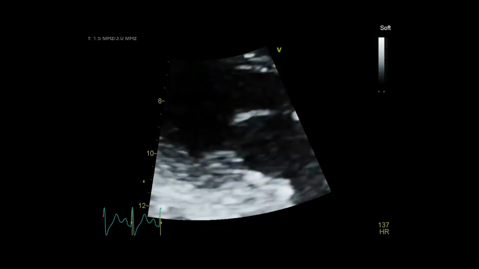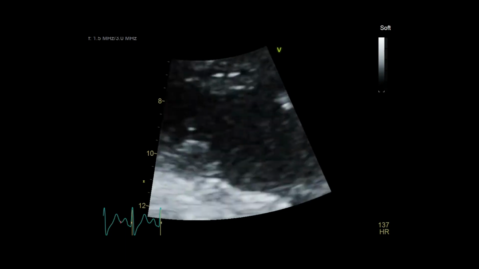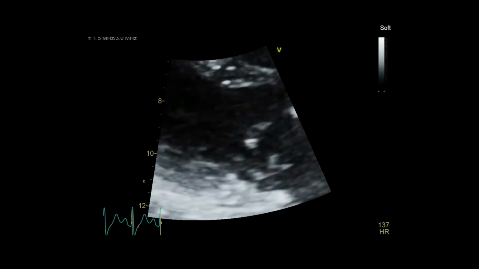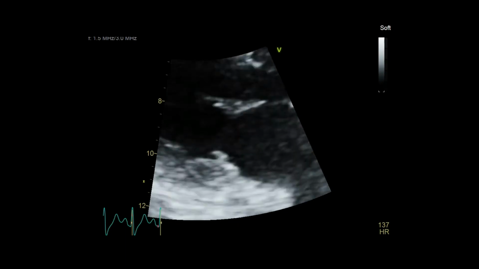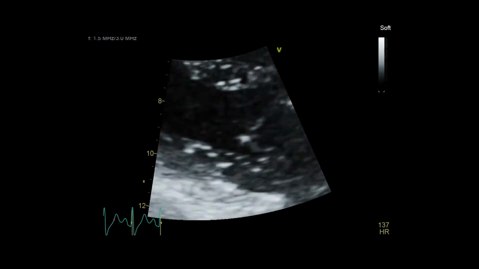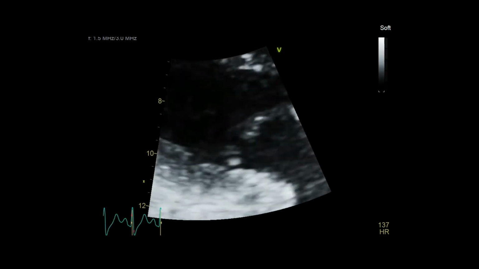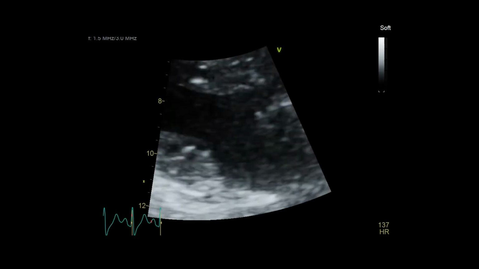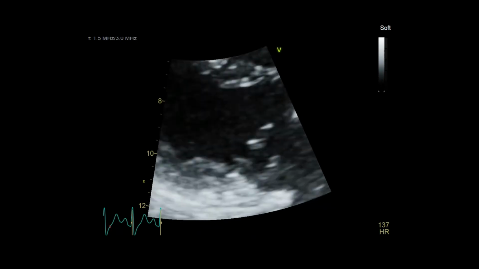So prolapse is where the body of the leaflet prolapses back into the atrium, but here you could argue that the tip of the leaflet is actually flailing back into the left atrium. So this would be an example of a mitral valve flail.